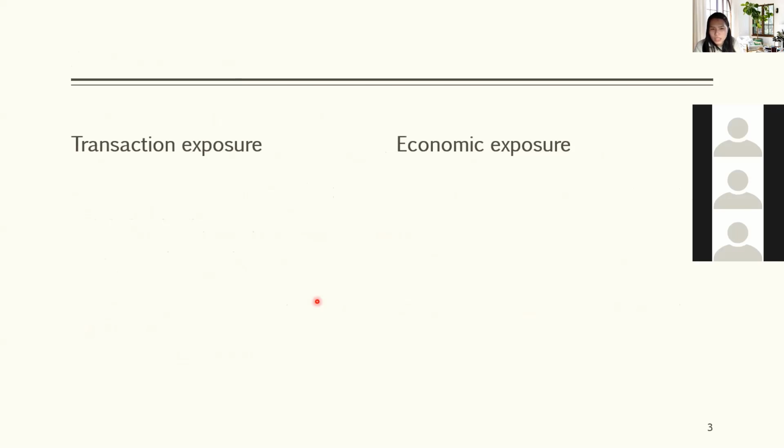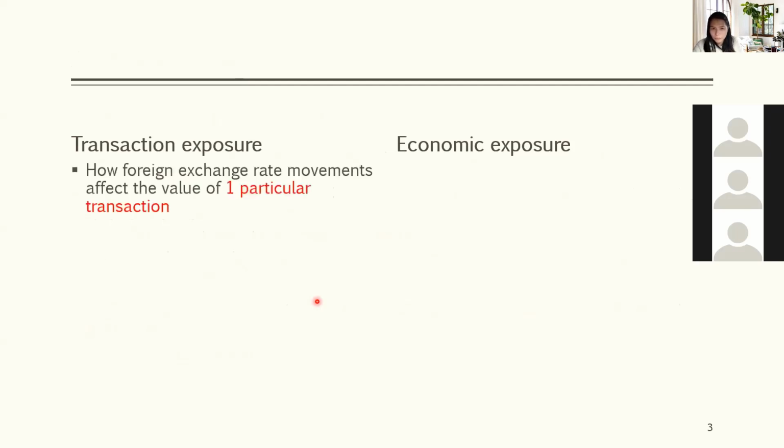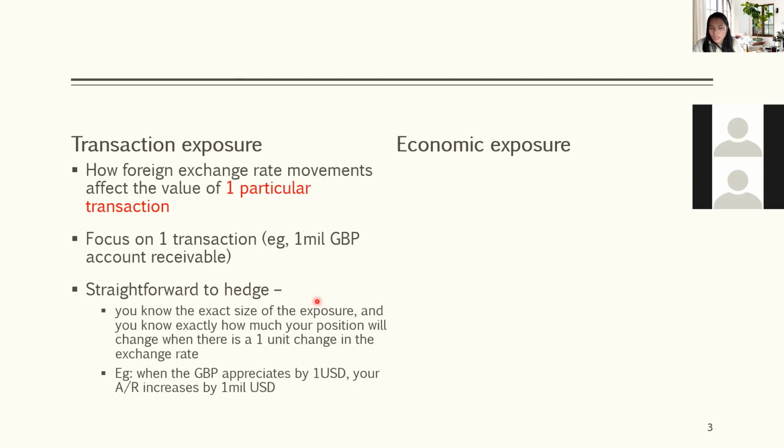So to contrast transaction exposure, which is what we talked about last week, and economic exposure, which is the focus of this week: transaction exposure focuses on one particular transaction. For example, you have an account payable that is expected in 3 months. In this case, you would only be exposed if you trade with an overseas partner. And transaction exposure is quite straightforward to hedge because you know exactly the size of your exposure. For example, if you have $1 million of account receivable from a US company, then you know that the amount you're exposed to exchange rate risk is 1 million USD.